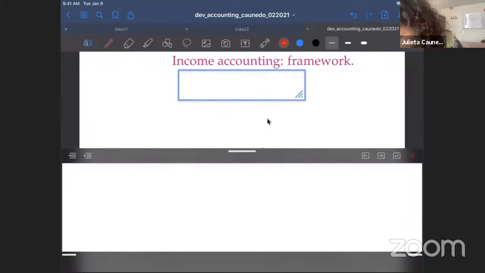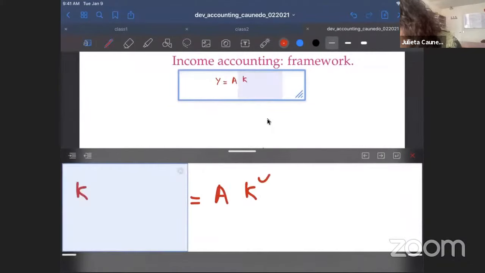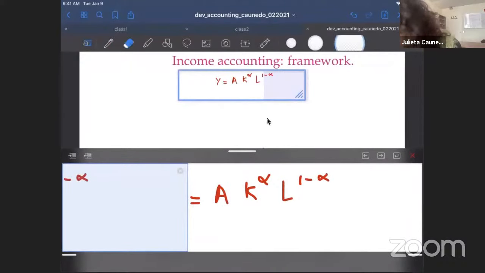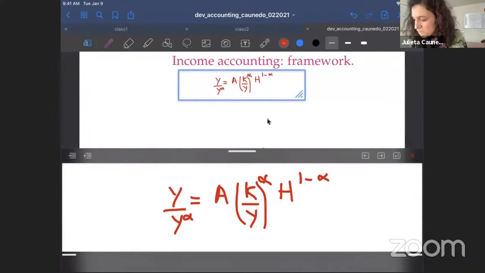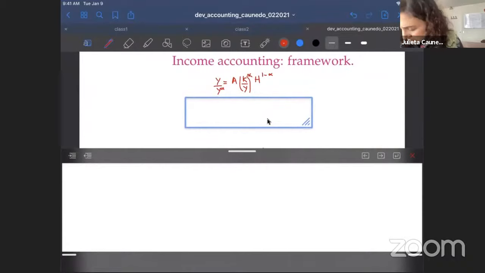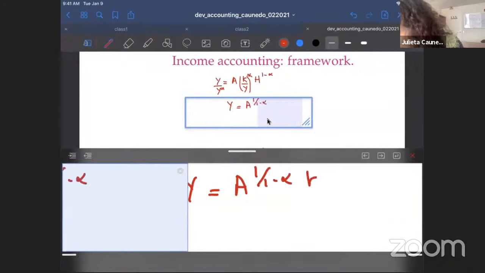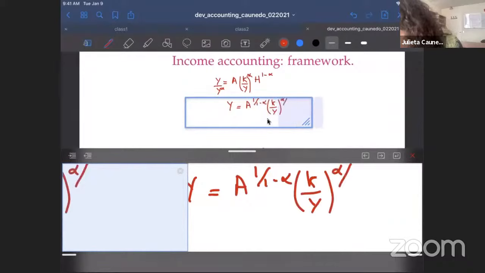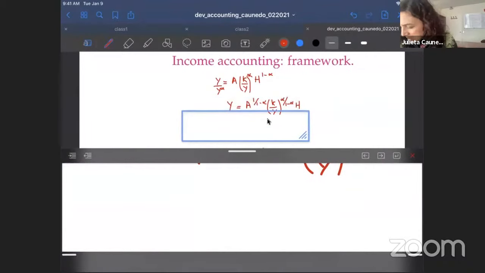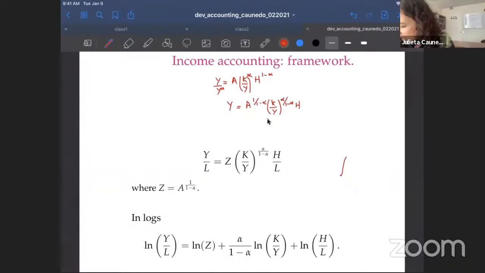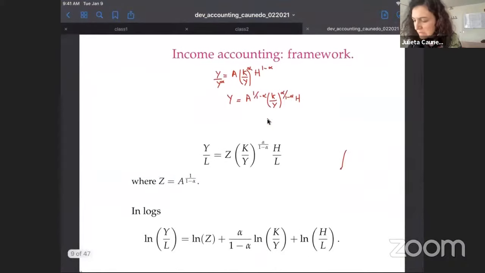So the neoclassical production function was this object here. Oh, sorry, I use L, I should use H. Okay, so divide by y over y to the alpha, and I can collect that term here. Okay, and now I can solve for y. So if you solve for y, you're gonna end up with this. Okay, so I basically have the same production technology that you had before, just rewritten in terms of the capital output ratio.